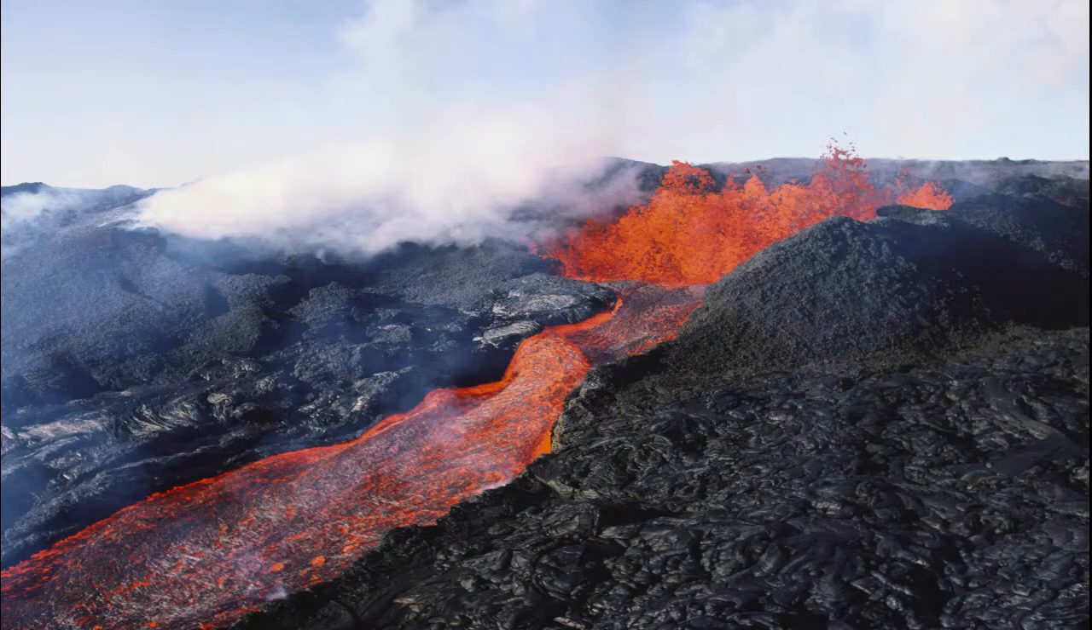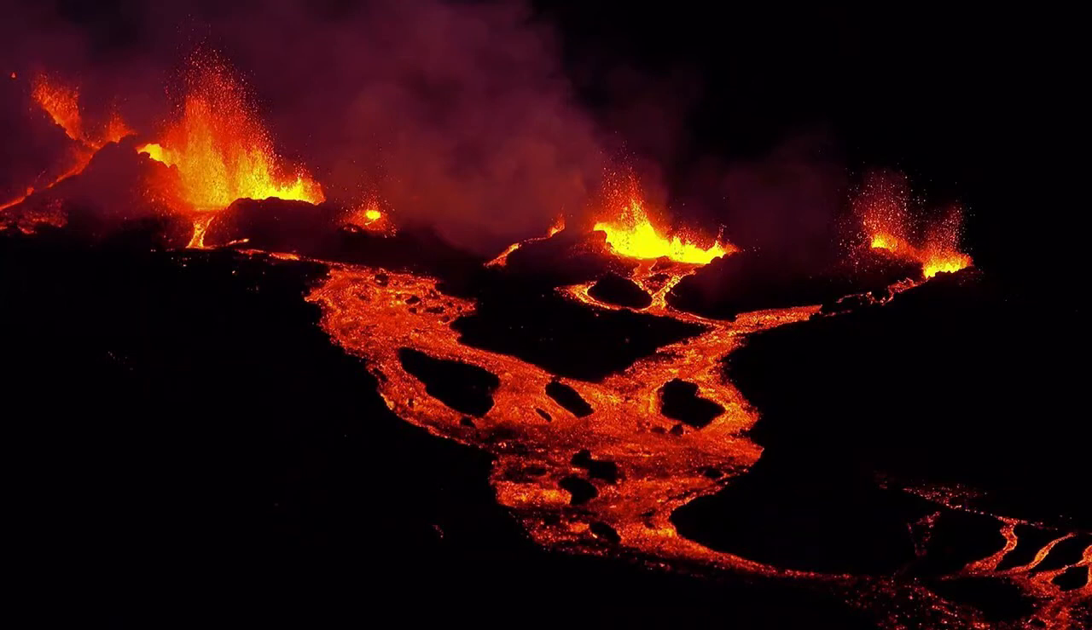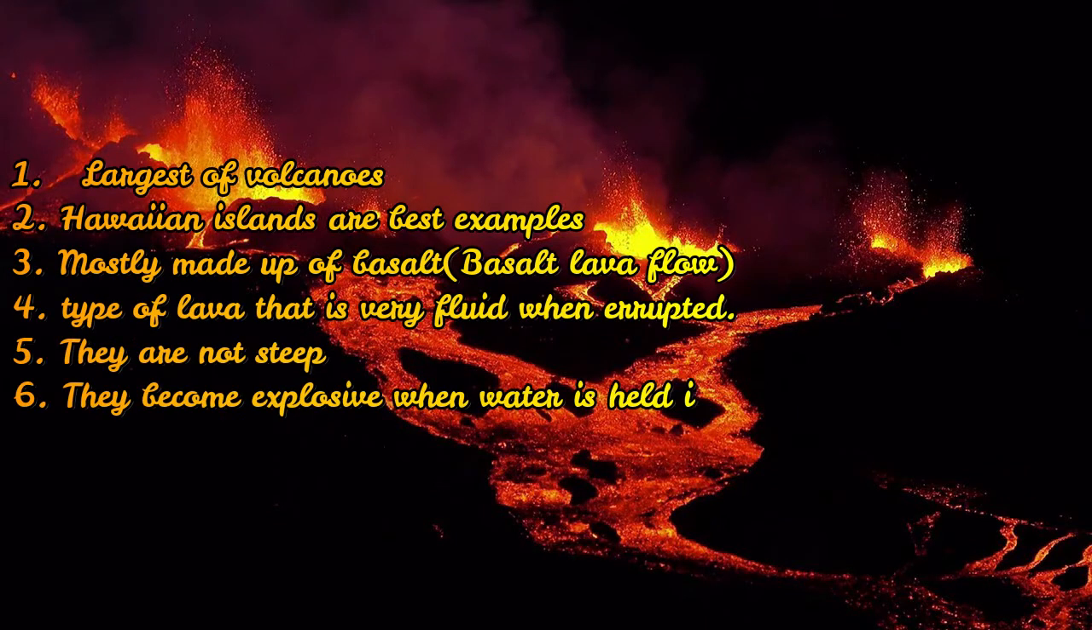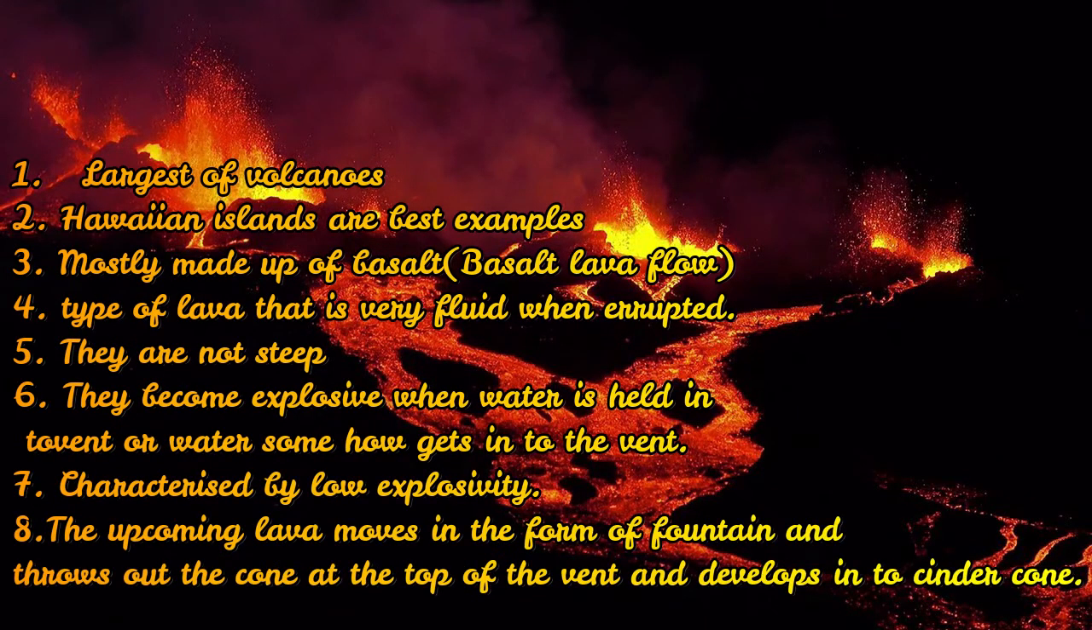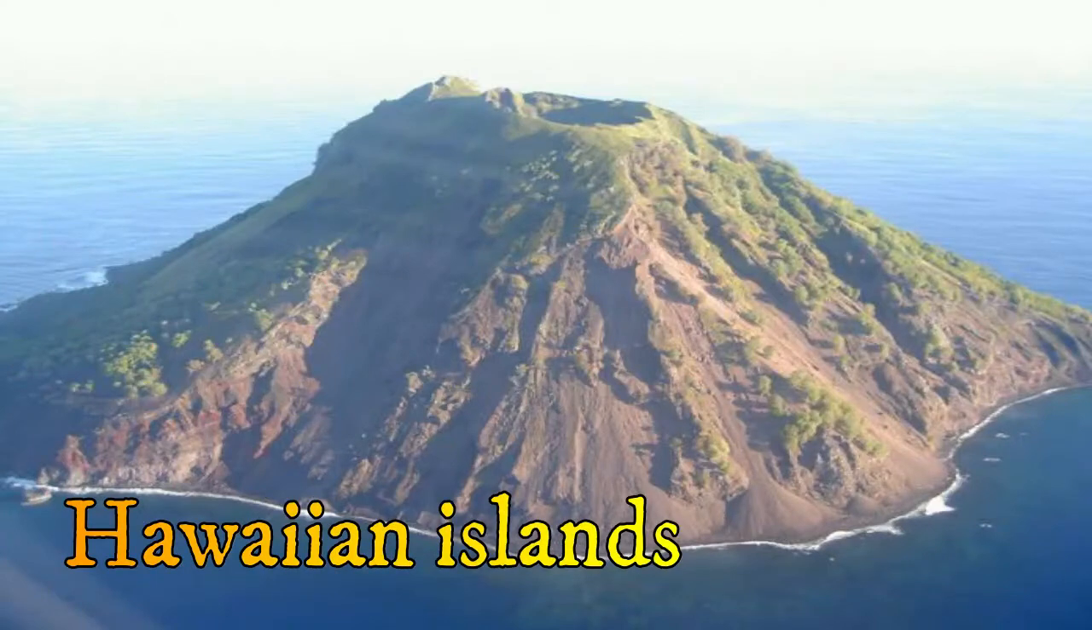They are not steep. These volcanoes become explosive when water is held in the vent or water somehow gets into the vent. The main characteristic of these volcanoes is that they are of low explosive nature. Upcoming lava moves in the form of a fountain and throws out the cone at the top of the vent and develops into a cinder cone. A notable example of shield volcanoes are the Hawaiian Islands.